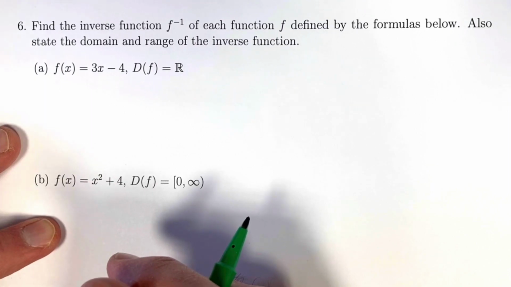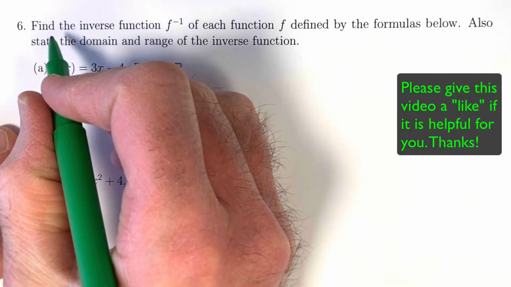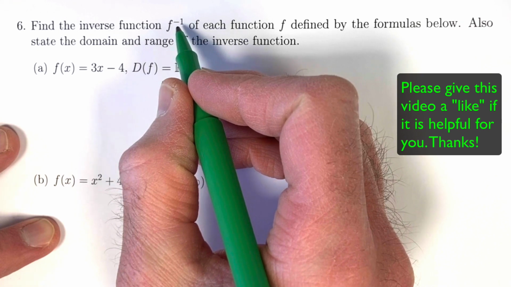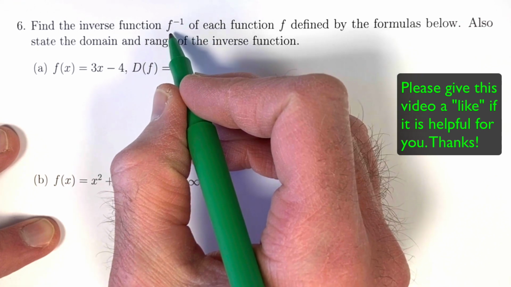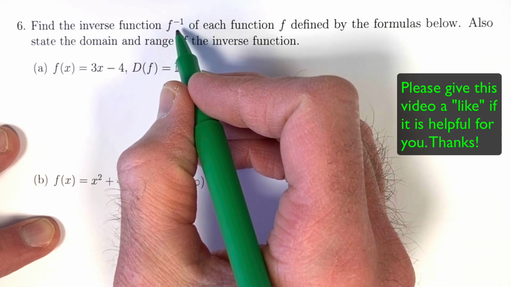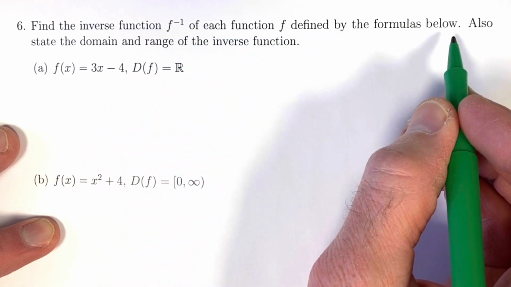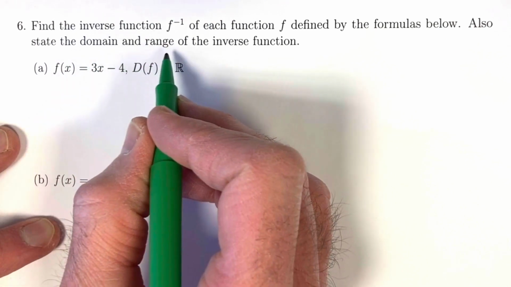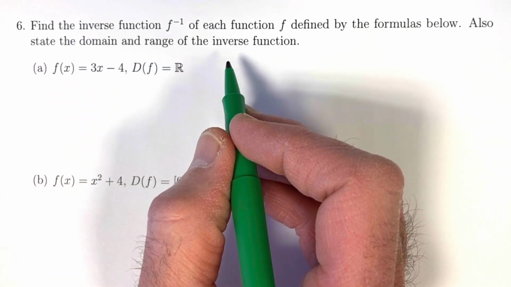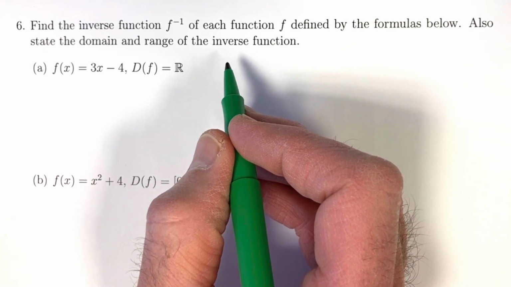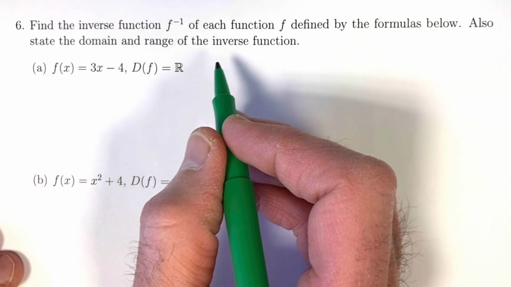Number 6 is about inverse functions. Find the inverse function f inverse. This is not f to the -1 power. It's called f inverse. That's confusing, but it's standard. Find it for each function f defined by the formulas below. Also state the domain and range of the inverse function. And also implicit in this is that we will need to discuss the idea of one-to-one again. It's one-to-one functions that have inverse functions.